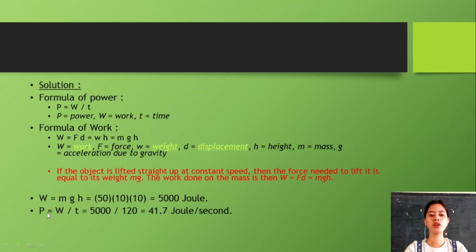So the power is work over time. Substitute. What is our work done? It's 5,000 joule divided by our time, which is 120 seconds, 2 minutes. So the power is 41.7 joule per second.